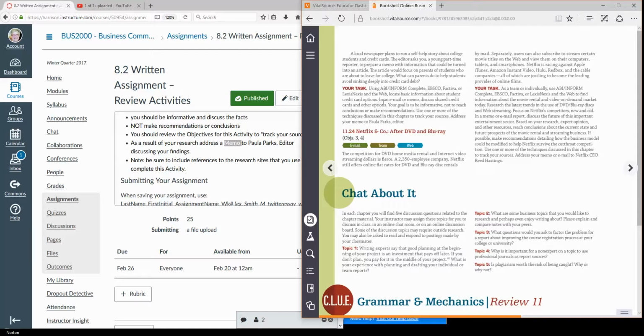All right, so you are going to have to do a little research. Be careful, make sure it's reputable. That's why, remember, we talked about that, catalogs. In an email or memo, do a memo. Discuss shared credit cards and other options. Your goal is to be informative, not reach conclusions or make recommendations, like I said up here. Use one or more of the techniques discussed in this chapter, all right? And you're going to have to write the memo.